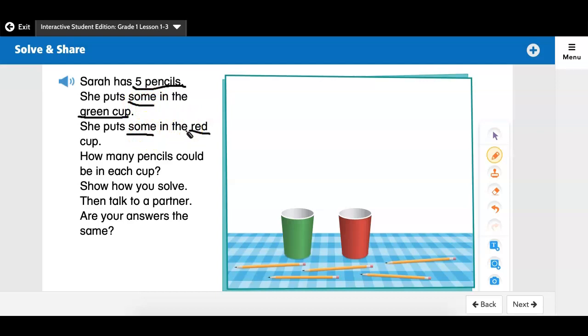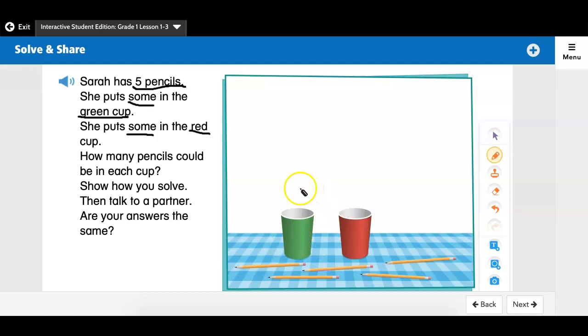So we've had one of these problems, I think, last week, where it doesn't give us an exact number, it just says she has some and some in each of the places. Boys and girls, you can use your pencil for this part. So I know that Sarah has 5 pencils, so what I do know is that in these 2 cups, I have to have a sum or total of 5 pencils. So we could do this a couple different ways.